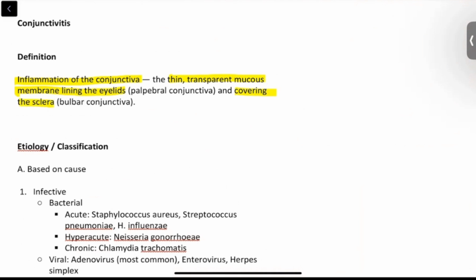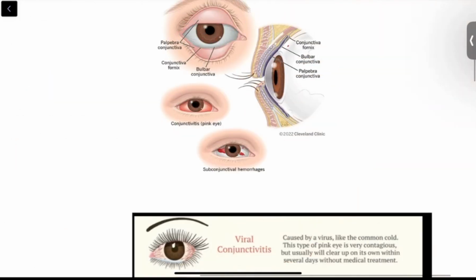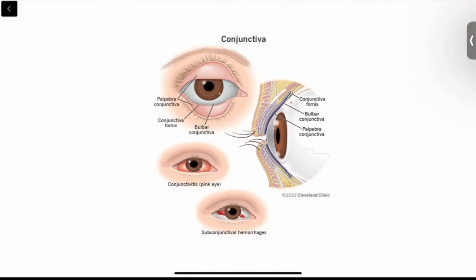Okay. So if it lines the eyelids, it is called palpebral conjunctiva, and if it lines the sclera, it is called bulbar conjunctiva. As we can see in this image, the conjunctiva lining the sclera is called bulbar conjunctiva, whereas the conjunctiva lining the eyelids is called palpebral conjunctiva.